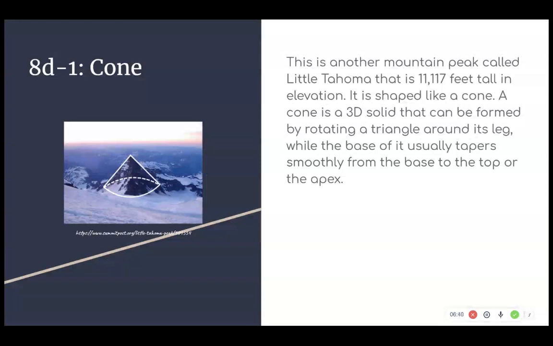This is another mountain peak called Little Tahoma, and it is 11,117 feet tall in elevation. It is shaped like a cone. A cone is a 3D solid that can be formed by rotating a triangle around its leg, while the base of it usually tapers smoothly from the base to the top, otherwise called the apex.